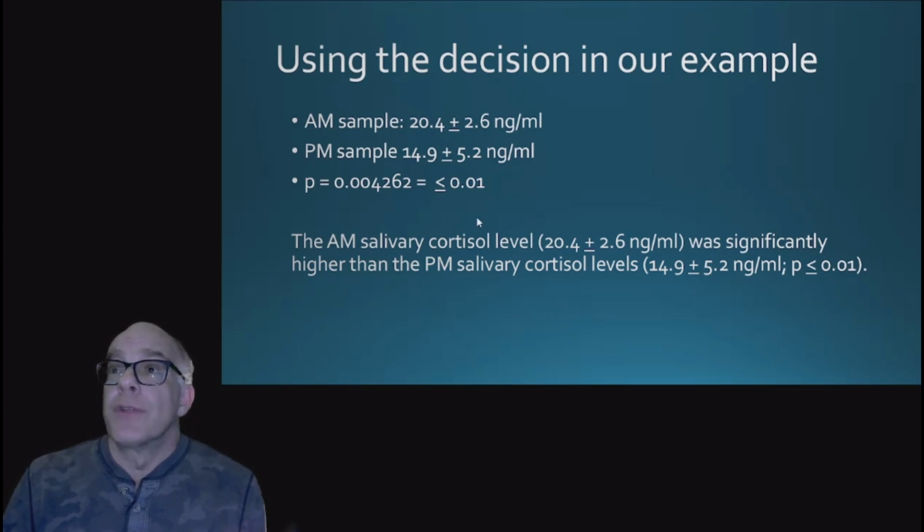And so the AM cortisol levels were significantly higher than the PM salivary cortisol levels, open paren 14.9 plus or minus 5.2 nanograms per mil, and then we add the p-value in the sentence as well to provide the evidence that we ran the statistics, and the statistics show that there is a true statistically significant difference between the two things that we're comparing here. In this case, we're going to put p less than or equal to 0.01. And then close paren and close the sentence out.